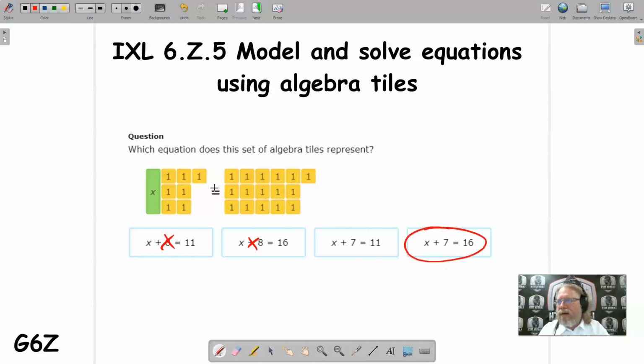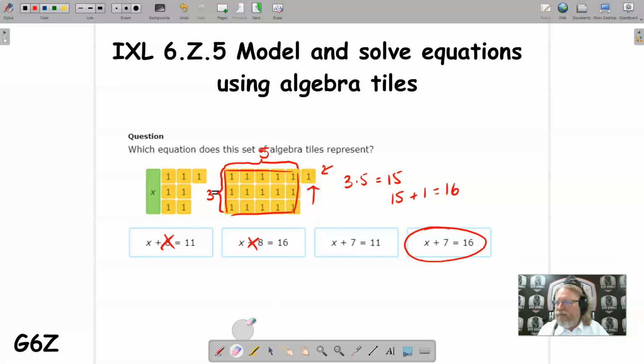Or instead of counting all of them, I could have realized that I have 3 this way and 5 this way, and 3 times 5 is equal to 15, and then I've got one more. So 15 plus 1 is going to equal 16. So you could count through them, or you could do it as what we call an array: columns across the top and the number of rows, multiply that 3 by 5, and then add whatever's there. So a little bit quicker way of counting these algebra tiles.